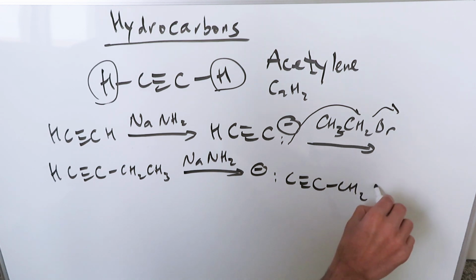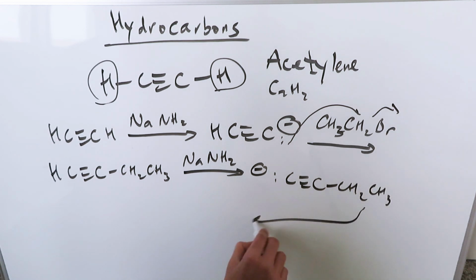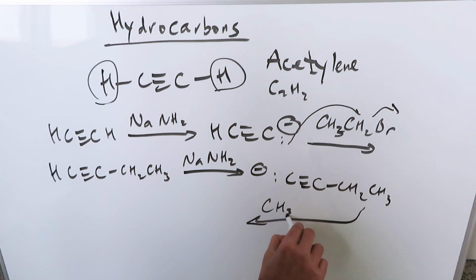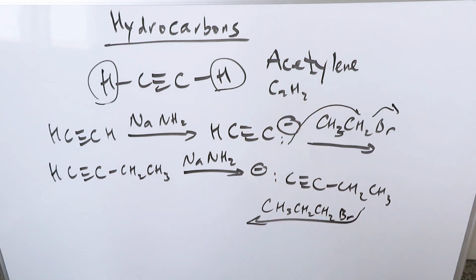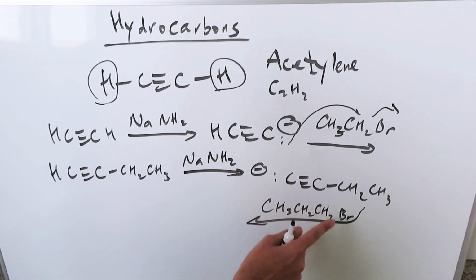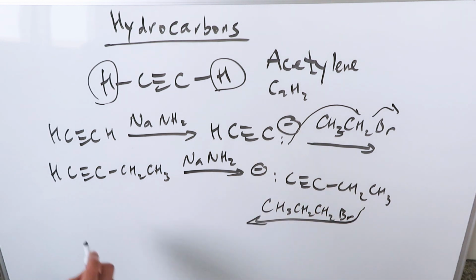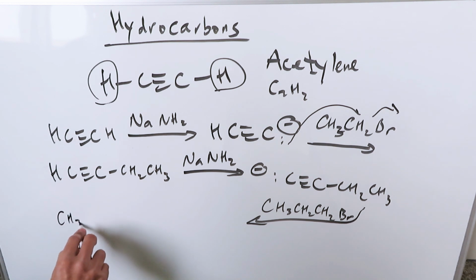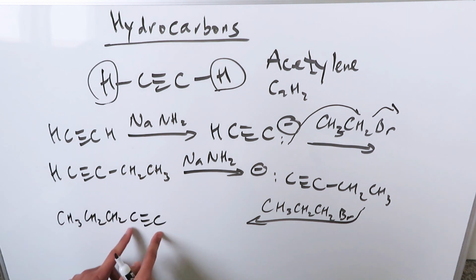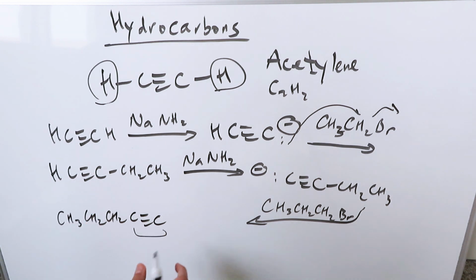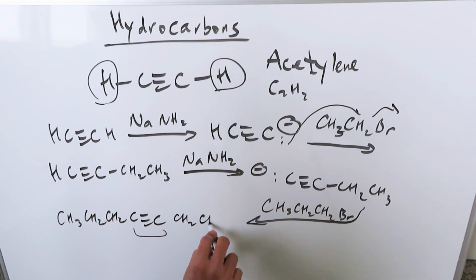What I will do here is now attack it with, let's say, CH3CH2CH2Br, propyl bromide. Now I'm adding 3 carbons, but on the other end, and we'll again have this negative charge attack over here, and the bromine will get pushed off. And what will we have? We'll have CH3CH2CH2, and now we have our acetylene functionality right here, the alkyne functionality, and then CH2CH3.